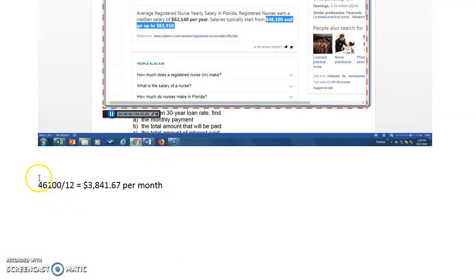So I showed you my annual starting salary, the work to divide it by 12 to find the gross monthly salary, and then I want to take my gross monthly salary and divide it by 4, which is the same as taking that salary and multiplying it by 2.5 in order to find 25% of my gross monthly salary. And so according to the 25% rule, I can afford about $960.42 per month for my monthly mortgage payment.